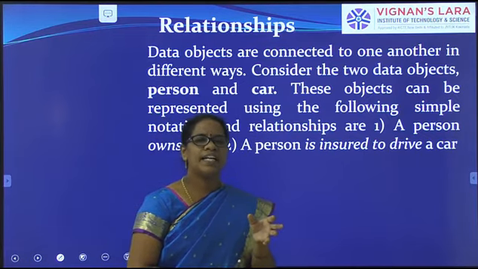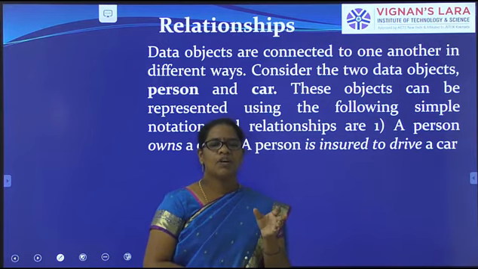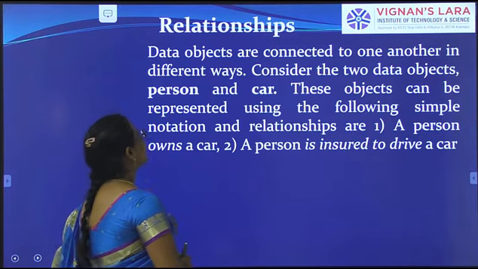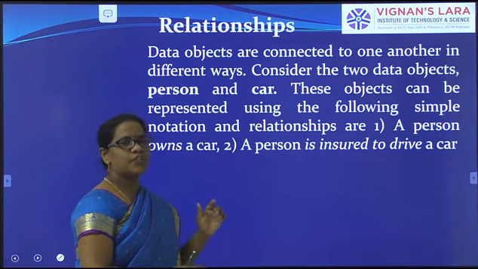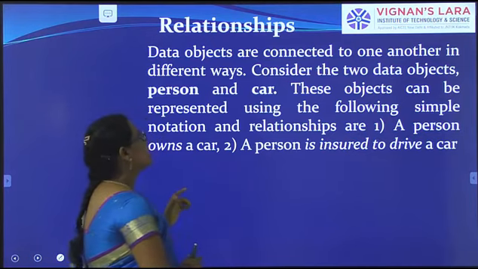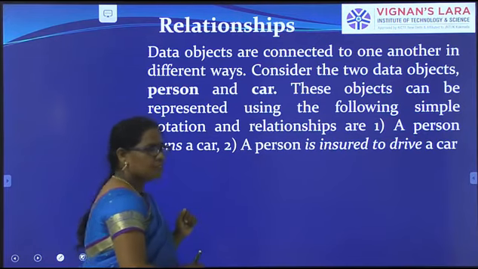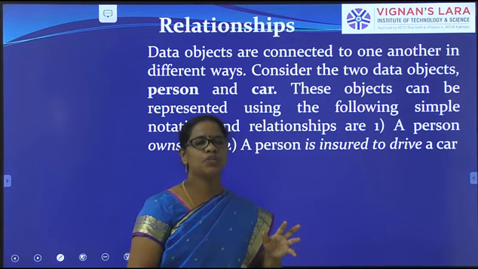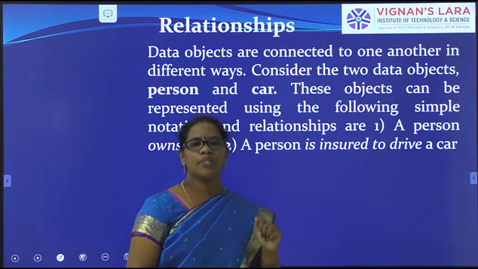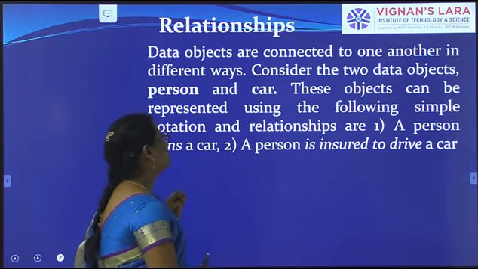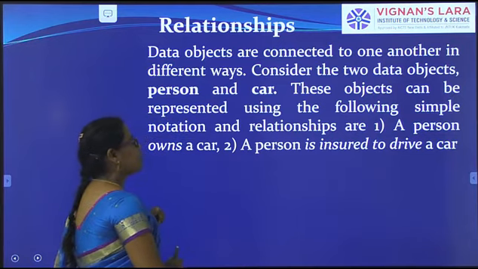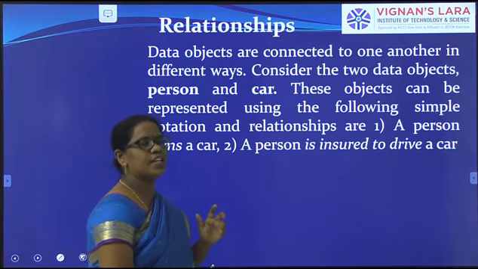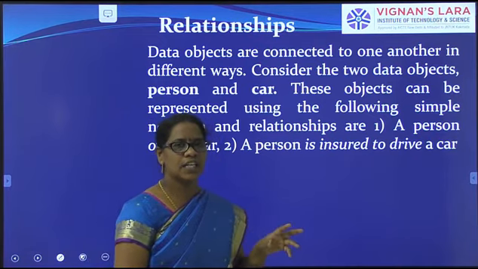So how can we relate the data objects? What is the relationship between them? Data objects are connected to one another in different ways. To explain the relationship, let us consider two data objects: one is a person and one is a car. These objects can be represented using a simple notation. So how can we represent the relationship between the person and the car?